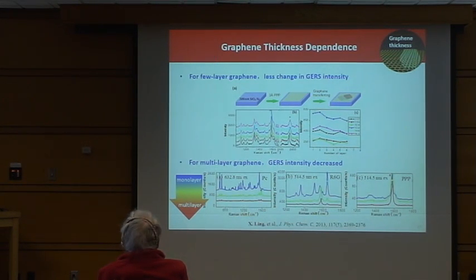So next, I will talk about the factors from the graphene side, like the graphene thickness. What we found is that not only monolayer graphene, but a few-layer graphene also has a significant enhancement factor. But for multilayer graphene, the GERS enhancement intensity actually decreases with the increase of the number of graphene layers. This is because of the absorption of the graphene layers, and it decreases the interference effect from the substrate. But here we measured 1 to 6 layers, and they're almost the same.